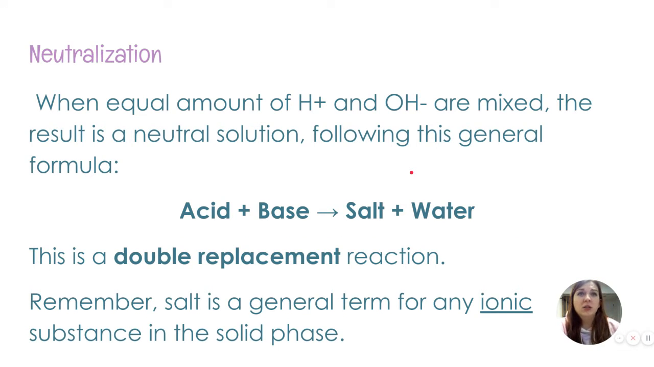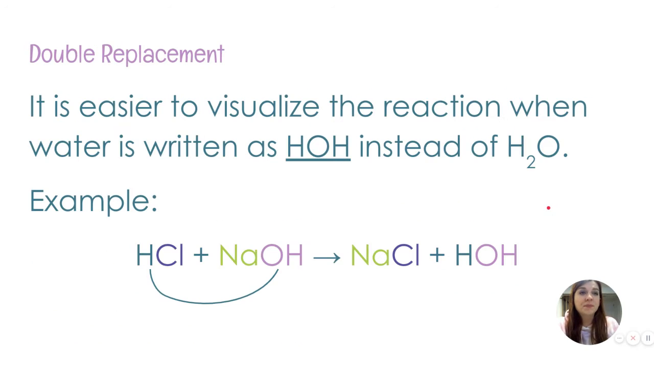Now, remember, a solution is neutral when we have an equal amount of hydrogen ions and hydroxide ions in our solution. That is because these two together make water. So if I had an acid and I were to mix it with a base, there would be a double replacement reaction that resulted in the formation of water along with some ionic substance, which is generally called a salt.